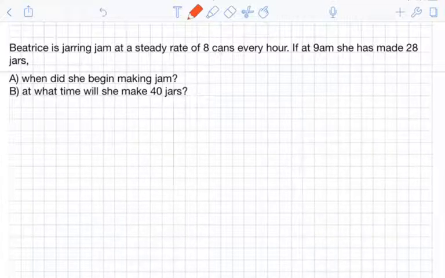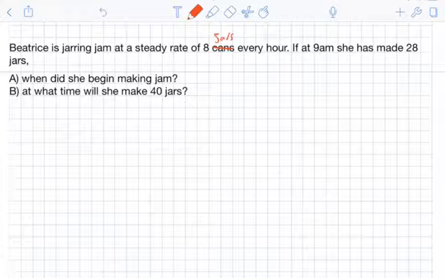Beatrice is jarring jam. So she's making jam, putting it in jars, at a steady rate of 8 jars every hour. At 9 a.m. she's made 28 jars of jam. When did she begin making jam? And at what time will she make 40 jars of jam?